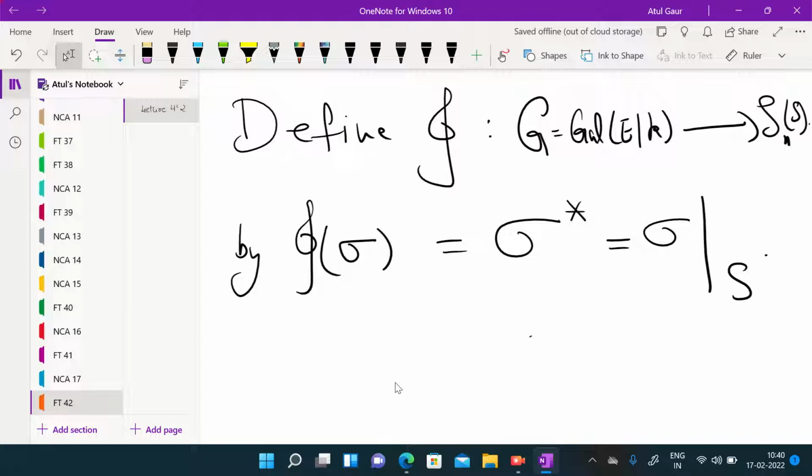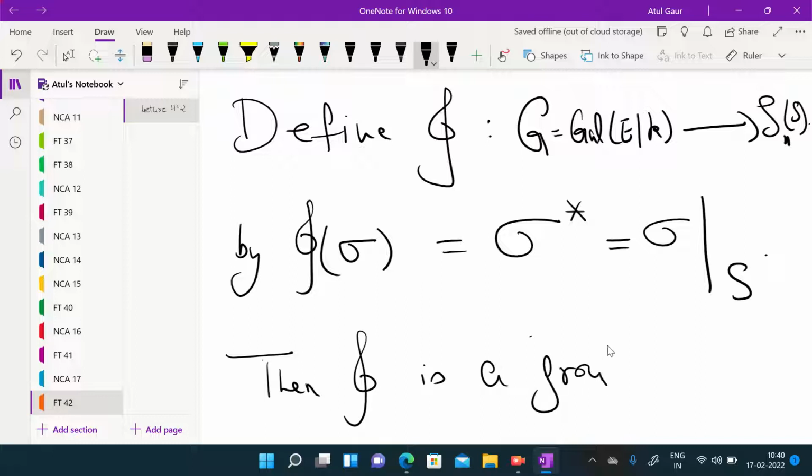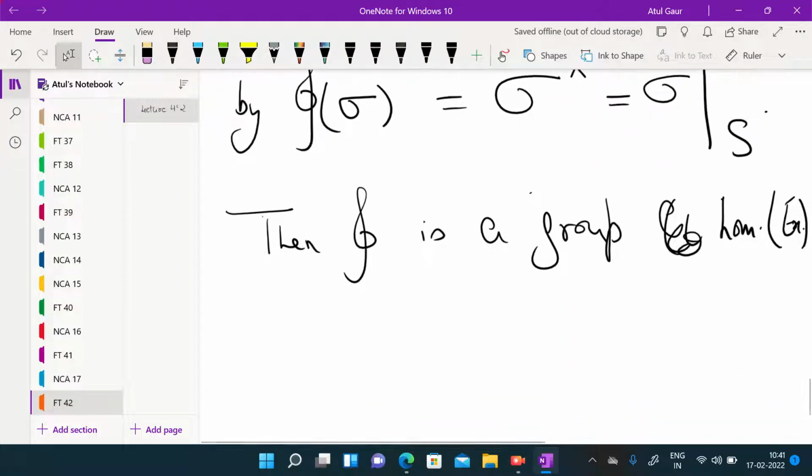So phi is a function from G to SNS, and it's a group homomorphism. It can be verified easily because phi just restricts the map, it doesn't do anything else. You can write the argument for this. It preserves the group operation. Group operation दोनों जगह क्या है? Composition ही है.